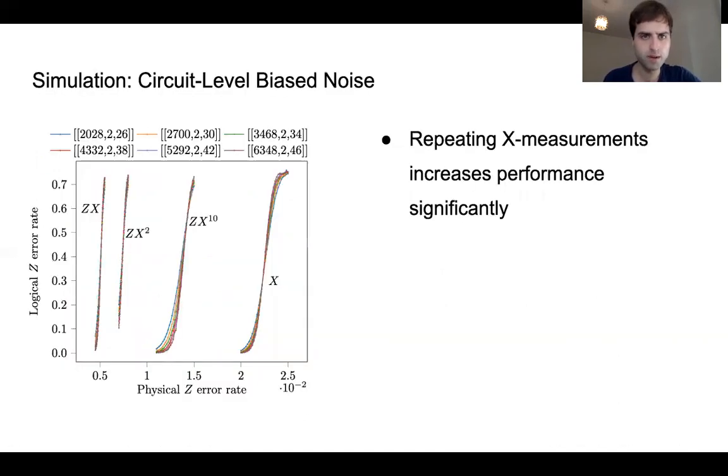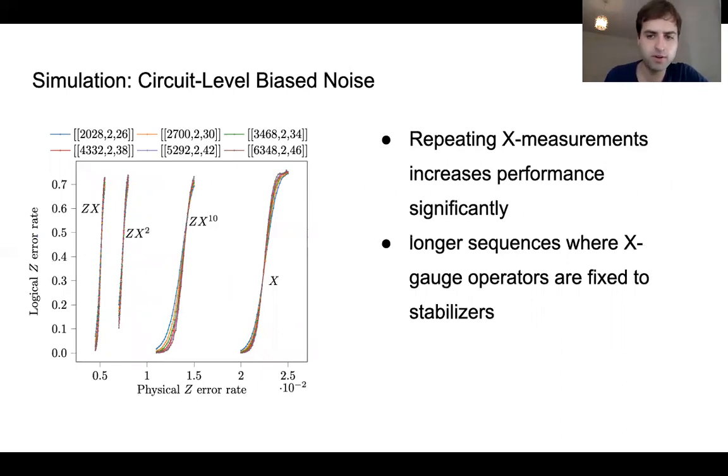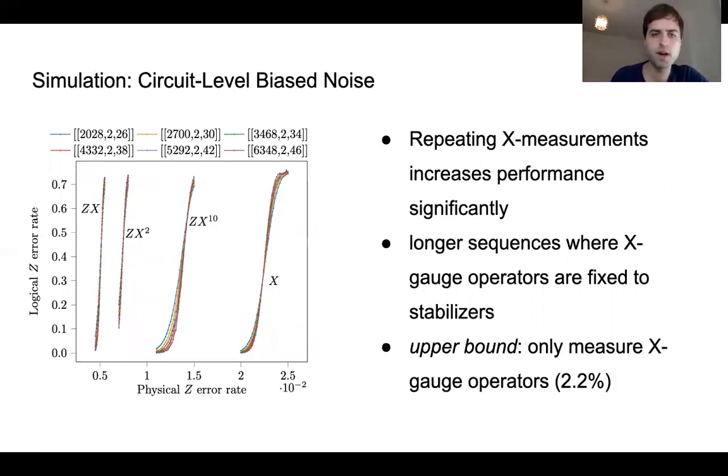And so these are our results for biased noise. We can see that repeating the X measurements increases the performance significantly. So now we have longer sequences where the X gauge operators are fixed, and with Z biased noise, this is very helpful. As an upper bound, we can look at just measuring the X gauge operators only. And that gives us, at infinite bias, a threshold of 2.2% under circuit level, infinitely biased noise models. So we can improve the threshold up to more than 4 times with highly biased noise by using this gauge fixing. And we can see this as the comparison. With a standard schedule, you have a threshold of around 0.5% at infinite bias.